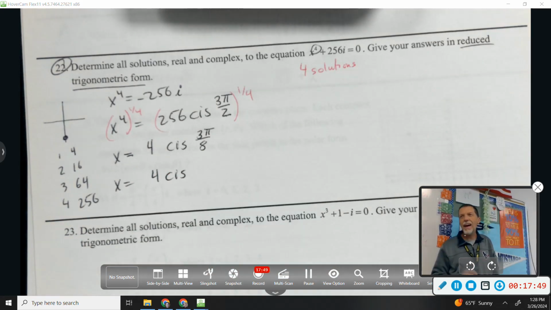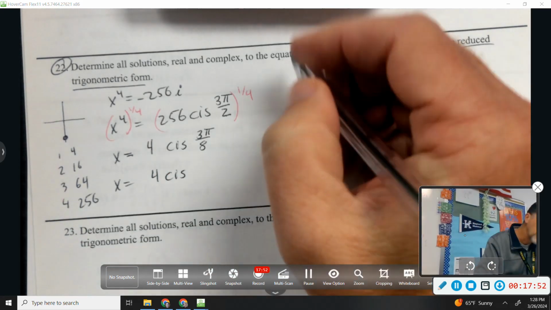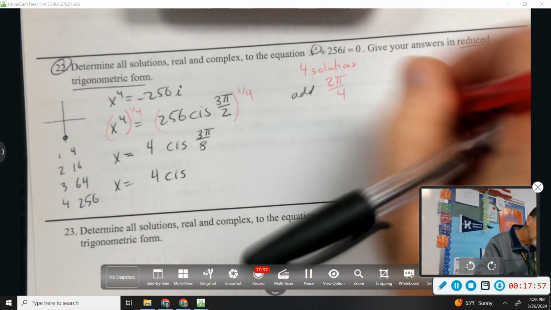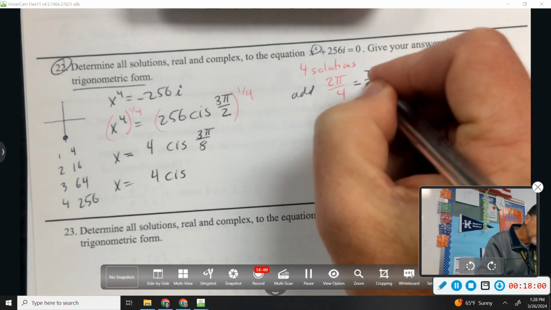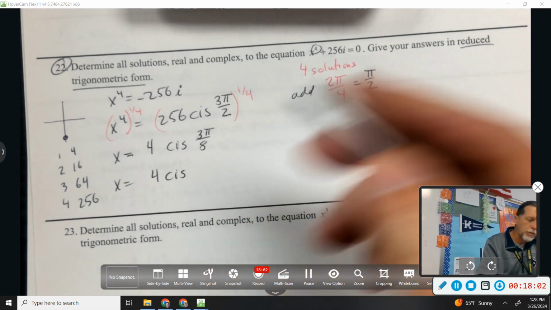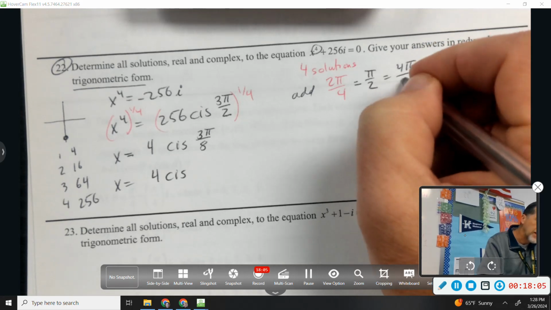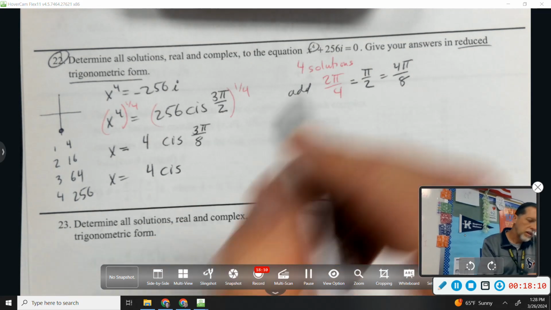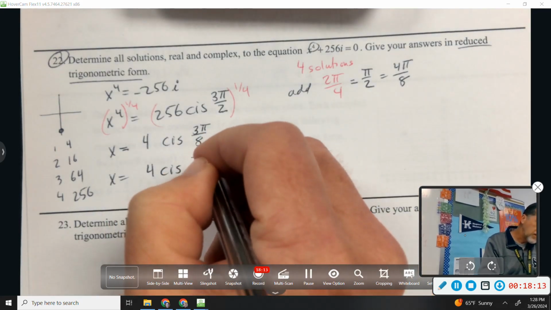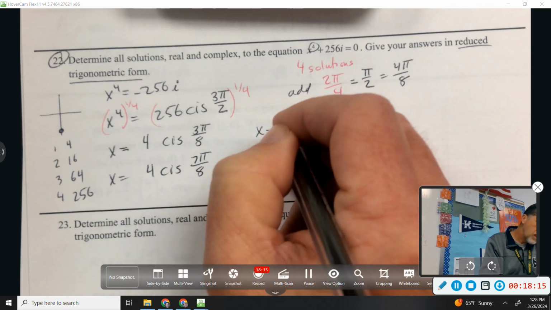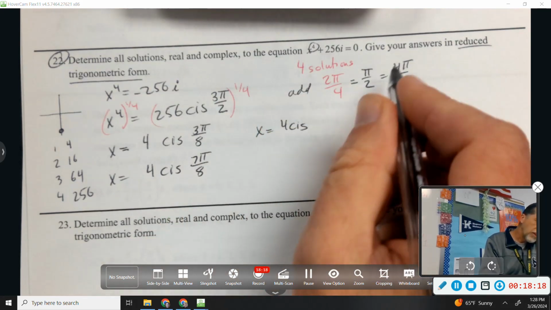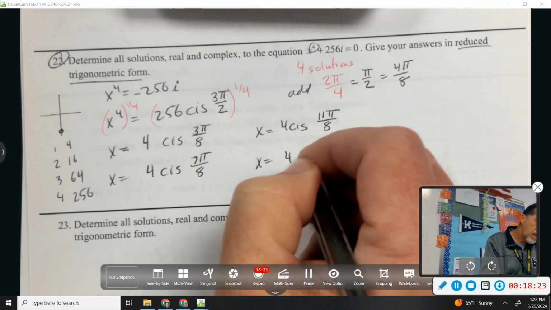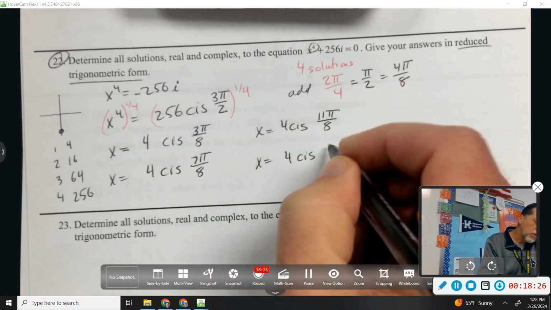And then I need to add, what do I need to add to each term? 2 pi over 4, which would reduce to pi over 2. Although, given what I'm looking at here, 3 over 8, maybe it'd be better to write it as 4 pi over 8. Like, all those are the same. So I'm just getting a common denominator ahead of time here. So 3 plus 4 is 7. 7 plus 4 is 11. And 11 plus 4 is 15.